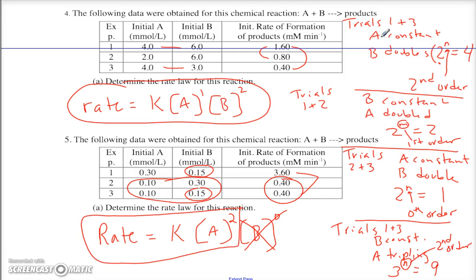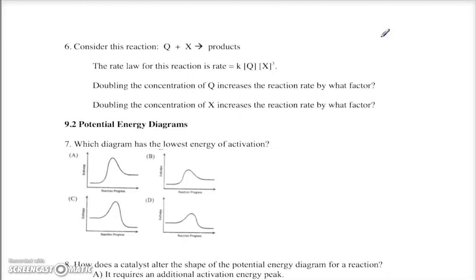All right, there's one more question that we need to look at. That's number 6. Consider this reaction, Q plus X turns into products. They're giving you the rate law, k times the concentration of Q times the concentration of X to the 3rd power. So that's first order on Q, and 3rd order on X.